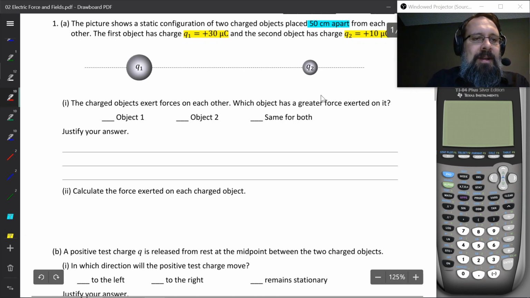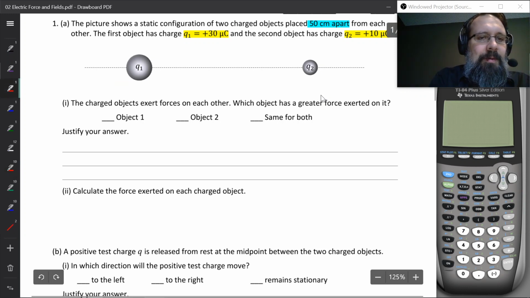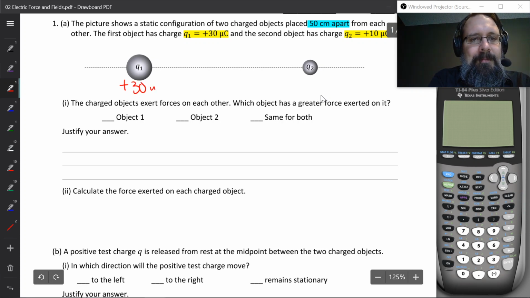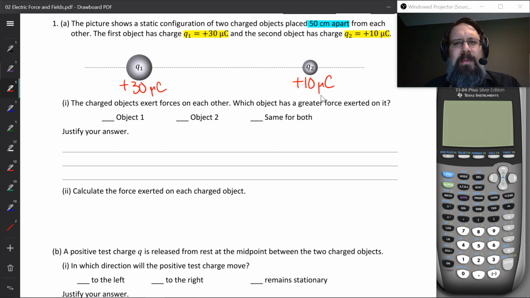So here we have Q1, which is 30 microcoulombs, and Q2, which is 10 microcoulombs. The reason I'm using microcoulombs is because this is what you would normally have if you took a balloon and rubbed it on your hair and charged up the balloon. You'd have about a microcoulomb-ish of charge on there. I was trying to use some human-sized charges that you'd be familiar with, like if you scuffed your feet against the carpet. About a microcoulomb is usually what you're expecting there. And then we're looking at about 50 centimeters, which is like half a meter apart.